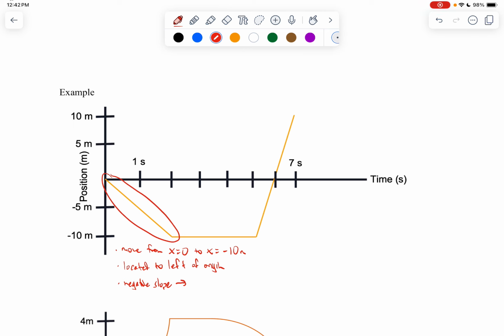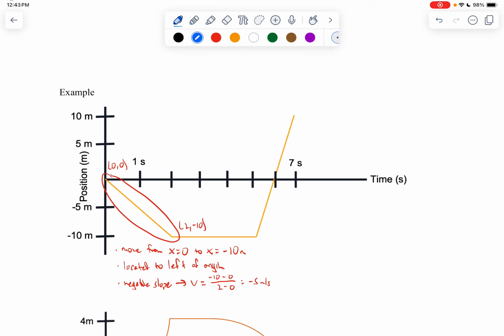We have a negative velocity, and we can determine our velocity here by finding our slope. So we think of our coordinates here. We're basically going from the point 0, 0, up to the point 2, -10. So our rise over run equation, again, we have our y2 minus our y1 divided by our x2 minus x1. Basically, that's going to give us a slope of -5 meters per second. So moving with a speed of 5 meters per second, going to the left.